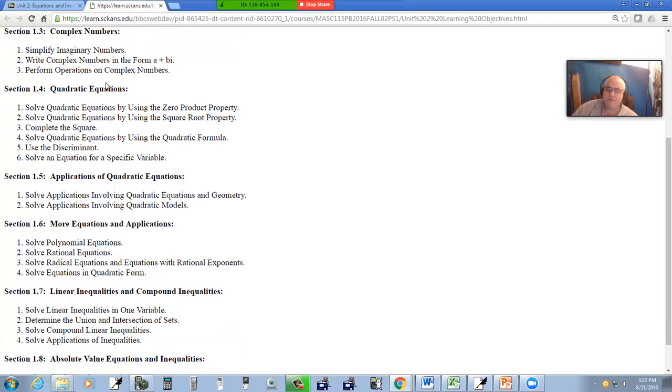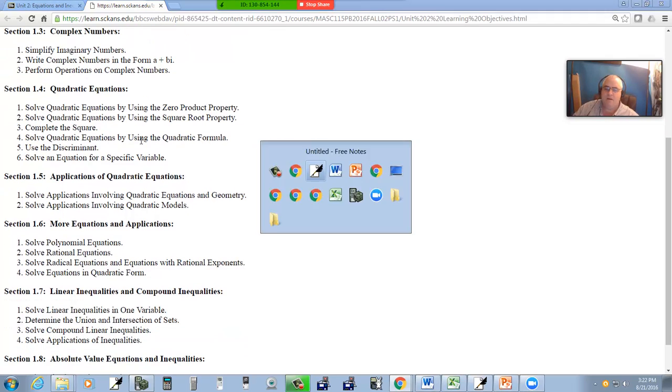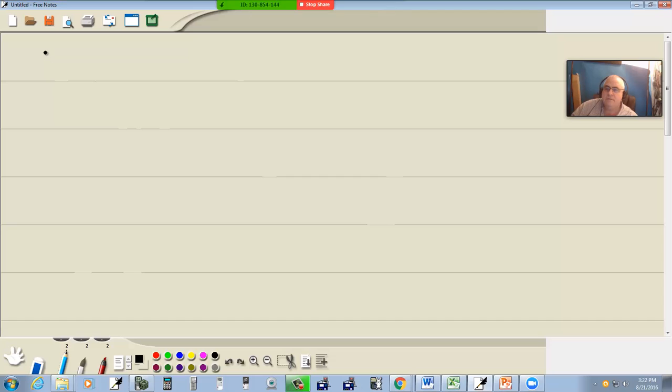Okay, complex numbers. Now we have something called standard form for complex numbers, and that's when it's in the form of a plus bi, where a and b are numbers. Now they can be any type of numbers. They can even be zeros. So that's standard form. No matter what, we always want to put it in standard form when we're working the problem.